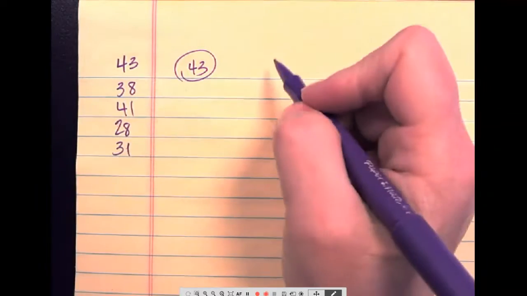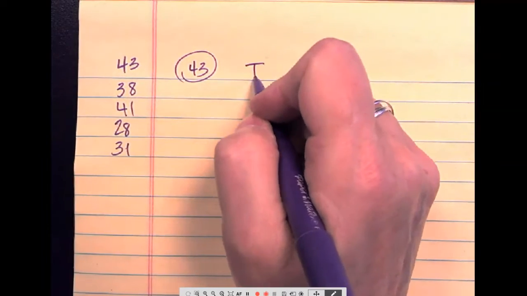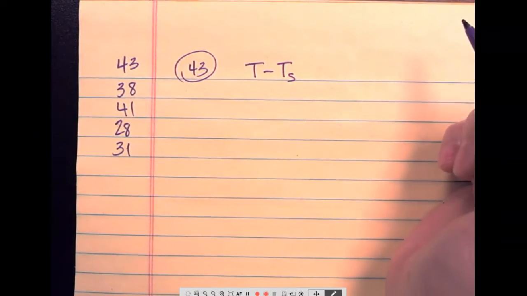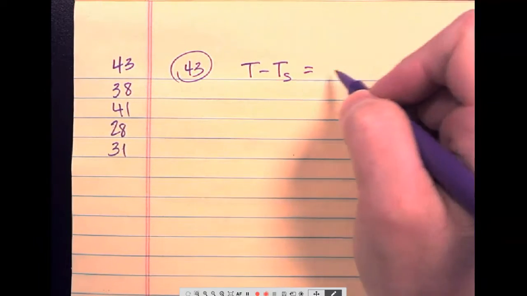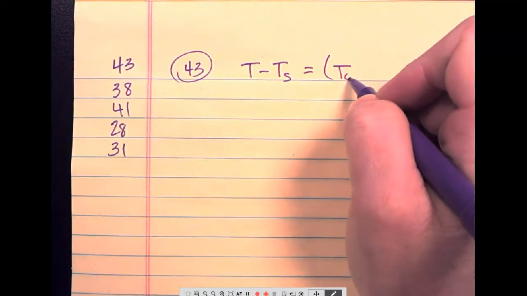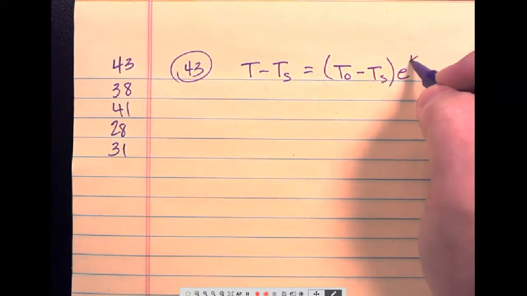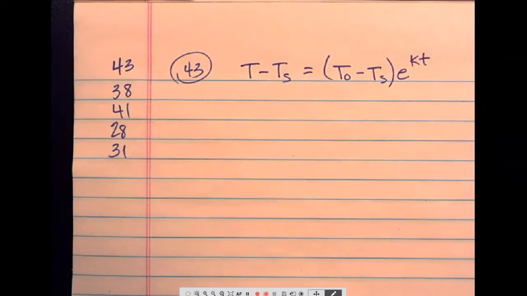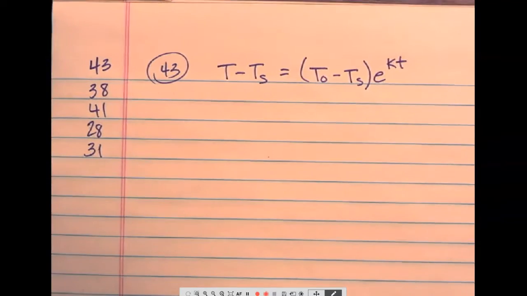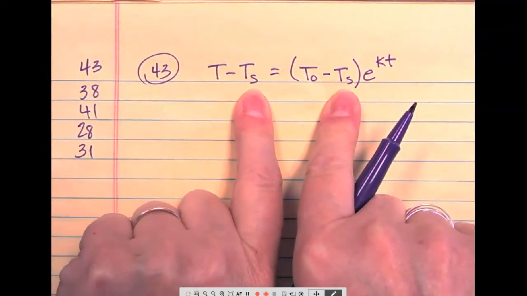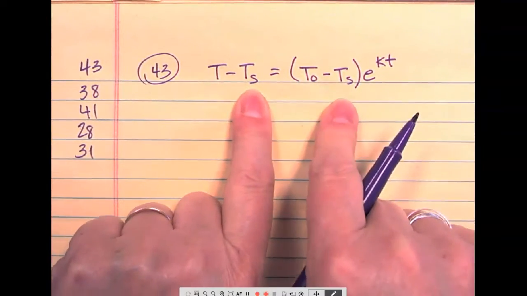Okay, so Newton's law of cooling. You may put this formula on your blue sheet if you would like. It starts out: final temperature minus surrounding, or usually it's room temperature, equals initial minus surrounding, e to the kt. So it's the same as your normal exponential function. Here's your final, initial, e to the kt, but you're subtracting surrounding or room temperature from both sides.